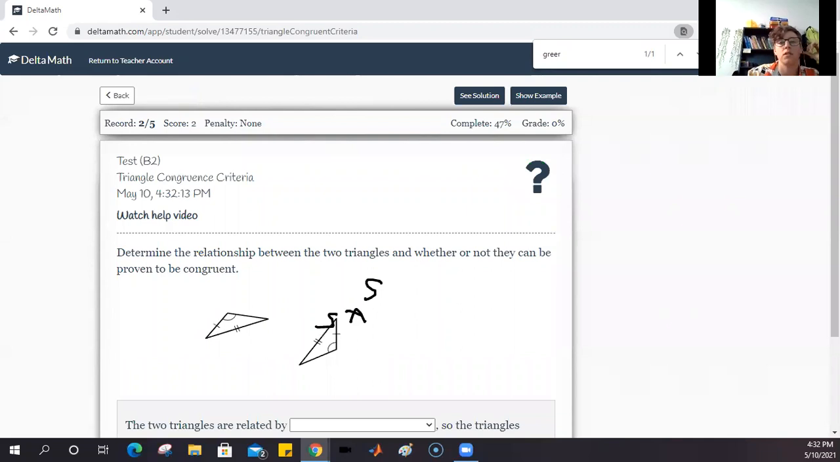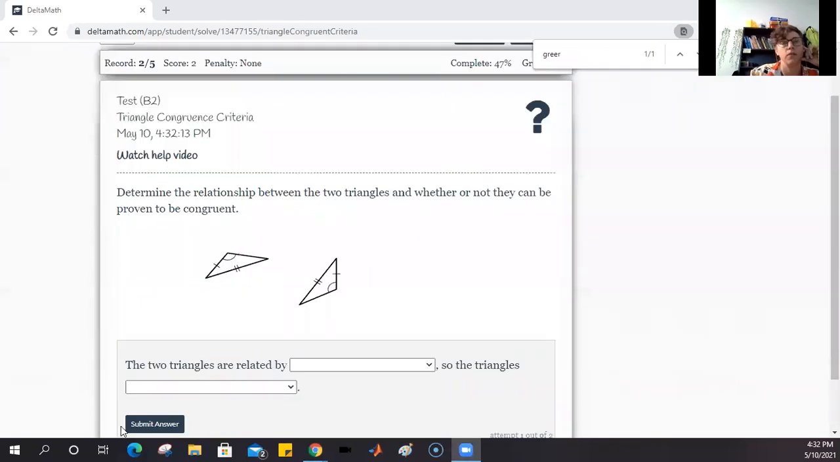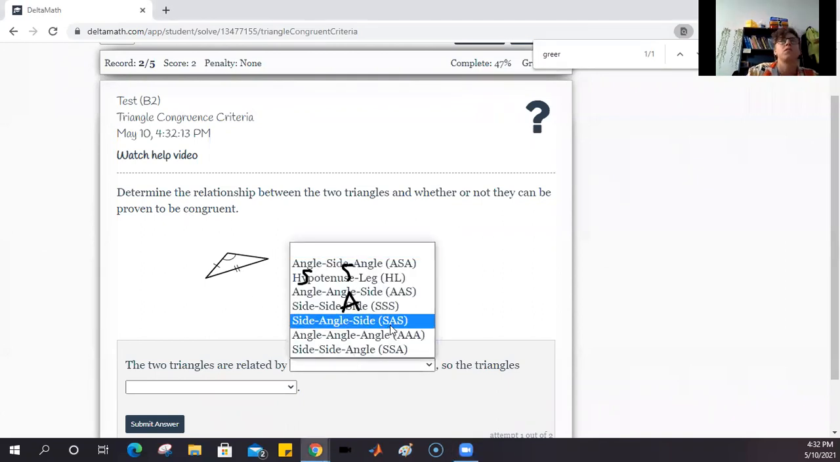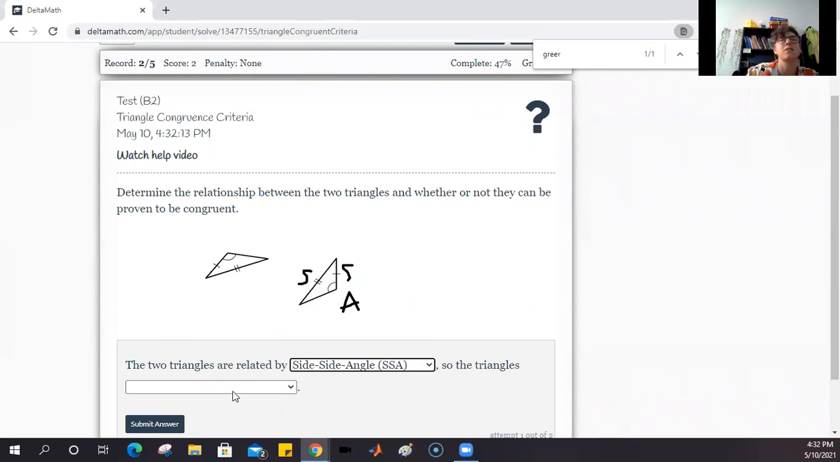Next question. Clear this off. Determine the relationship between the two triangles and whether or not they can be proven congruent. So let's mark up the things that we have. We've got a side congruent, an angle congruent, but the angle is not between the two sides. So this is side, side, angle, which is a backwards but, which is not something we can use to prove the triangles are congruent.